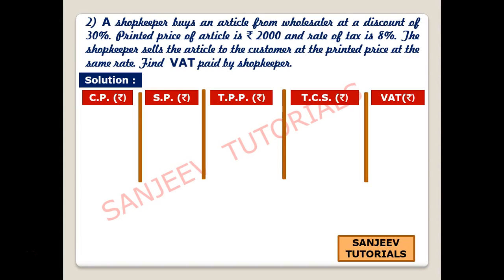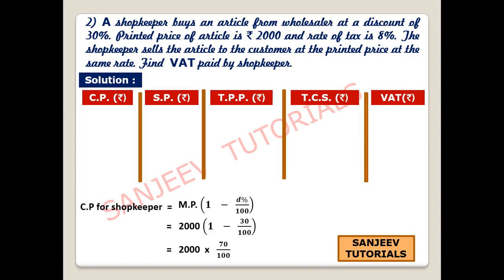So cost price for shopkeeper can be calculated as follows. Cost price for shopkeeper will be equal to mark price times 1 minus discount percent upon 100, which on simplification will give me rupees 1400. So cost price for shopkeeper is rupees 1400. While purchasing the article, the shopkeeper has to pay a tax of 8%. So tax paid on purchase will be 8% of 1400, that is rupees 112.